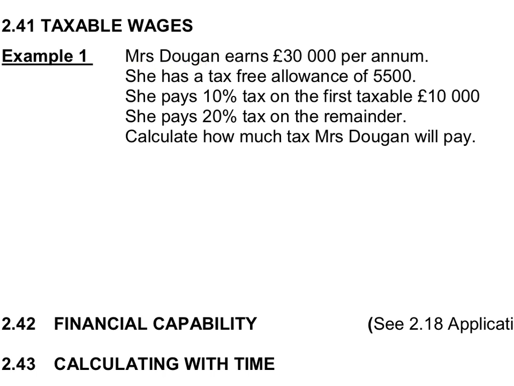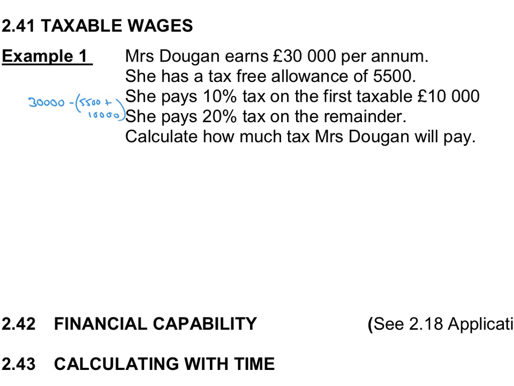Now let's think about Mrs. Dugan. So she's earning £30,000. So for the purposes of her tax, we can think of the first £5,500 being tax-free. The next £10,000, she's to pay 10% tax on it, and then the remainder she's to pay 20%. So if we take these two numbers and take those away from 30,000, so we do 30,000 minus 5,500 plus 10,000.